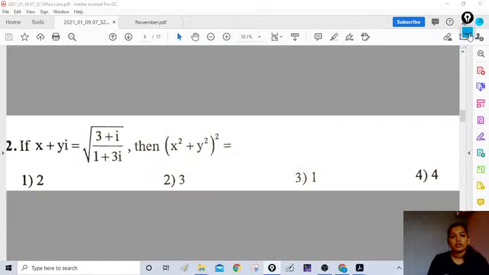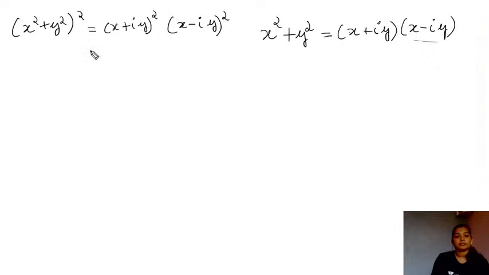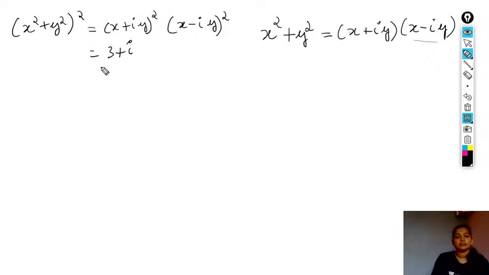In the question, we are given x plus iota y value, that is root of 3 plus iota divided by 1 plus 3 times iota. So when you square this, right, x plus iota y the whole square will be 3 plus iota divided by 1 plus 3 iota. Yes, I have one student giving me the right answer. Good. Yes, that indeed is the right answer.